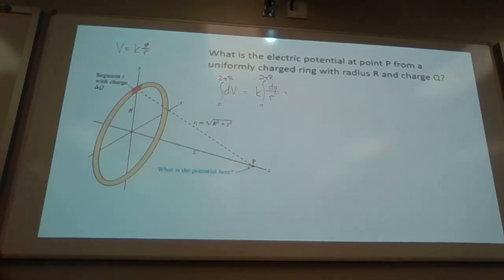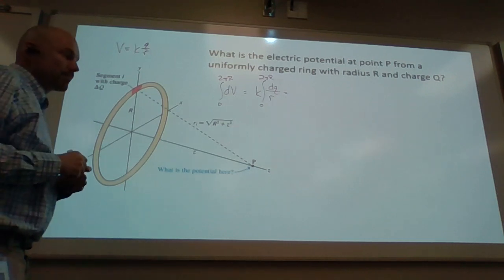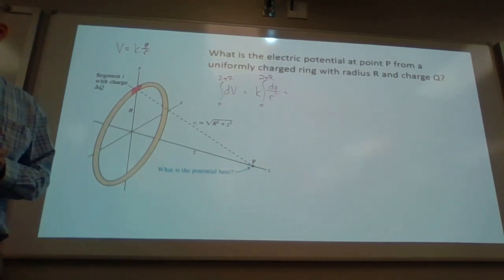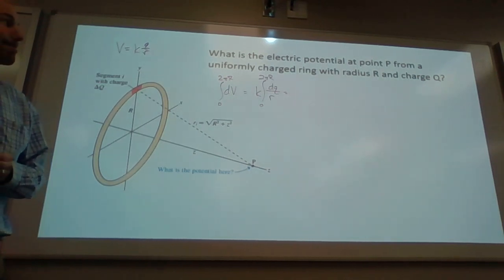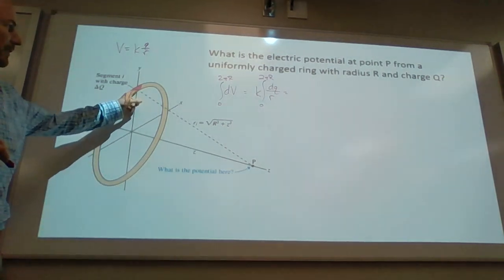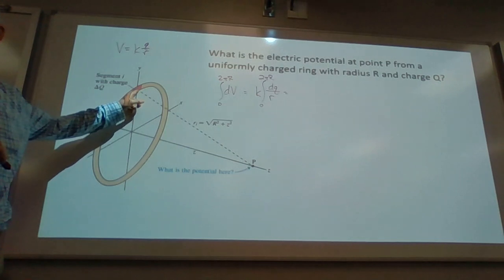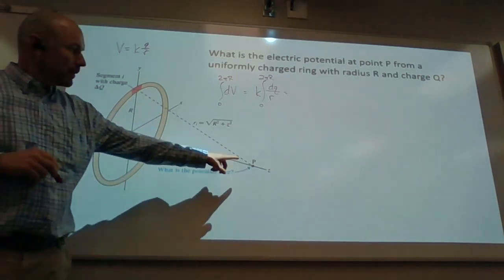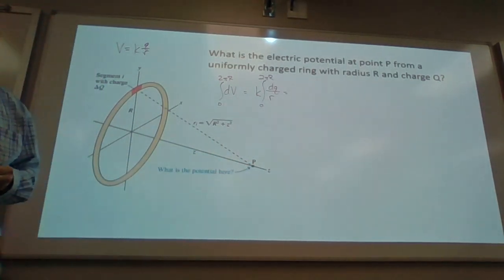Mr. Smiley, why is it dQ over little r instead of like... Because it's that distance, the distance from this charge, this little piece of charge, to the point. No, you're good.